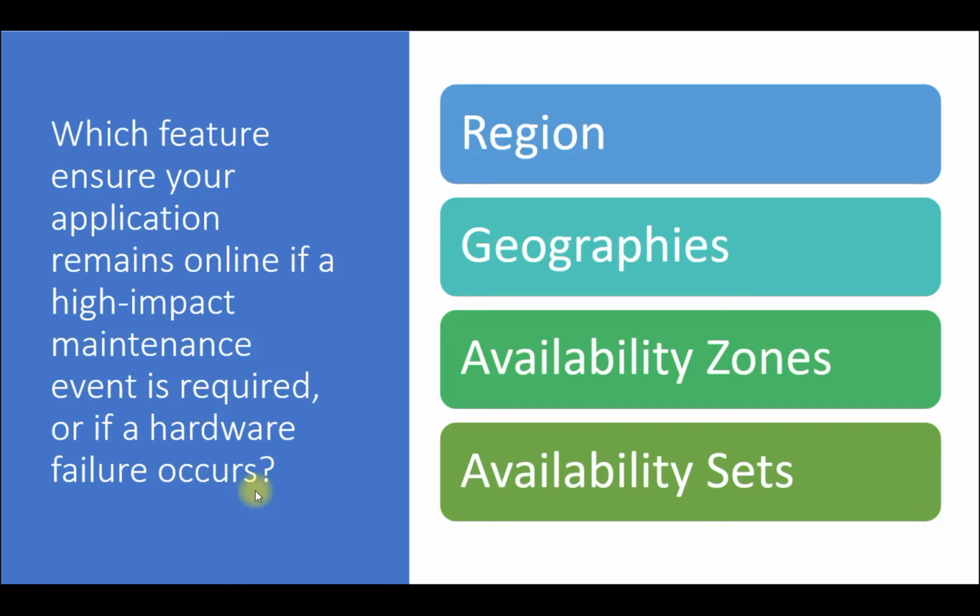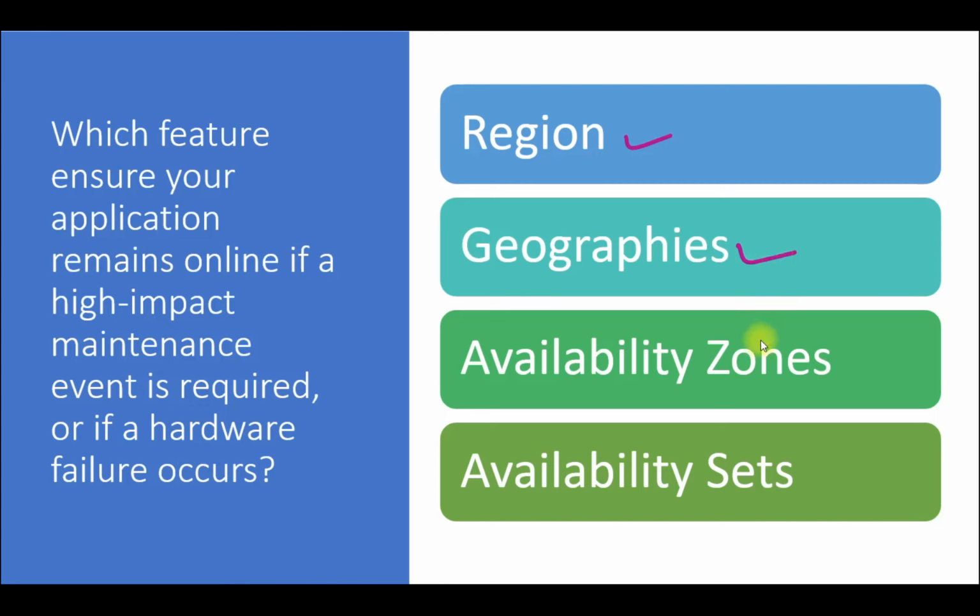To understand this question, we need to understand what exactly these four features are. If you talk about region, a region is a geographical area on the planet that contains at least one, or we can say multiple, data centers within the region. Next, we have geographies. Geographies contain two or more regions that preserve data residency and the compliance boundary.